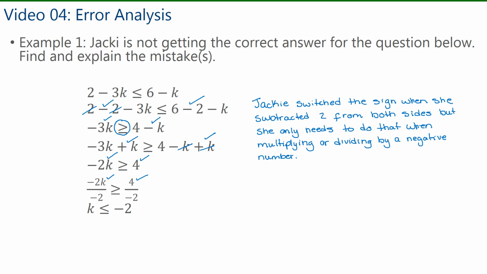Now they didn't ask for the correct solution here, but seeing that her only mistake was switching the sign, I'm just going to write it down. It should be k is greater than or equal to negative 2.